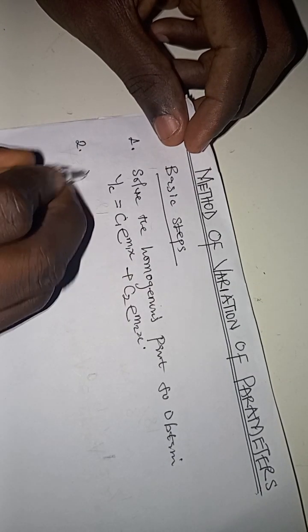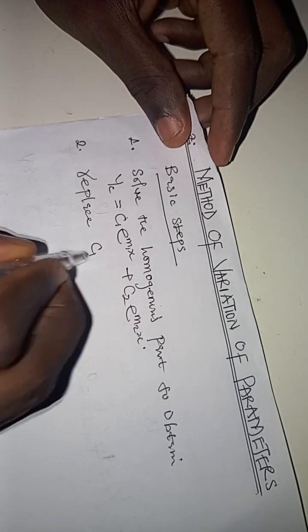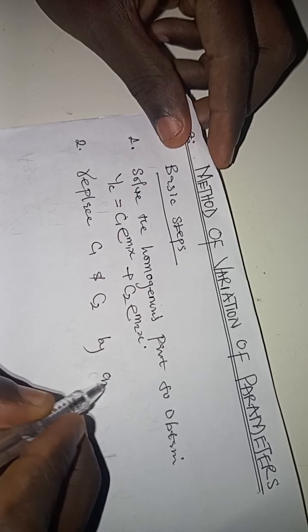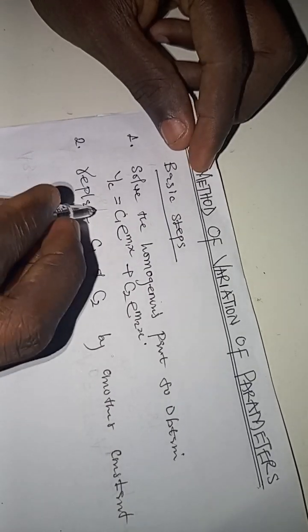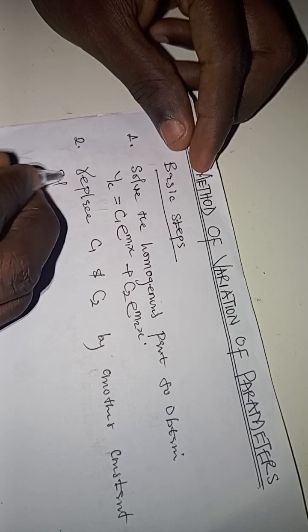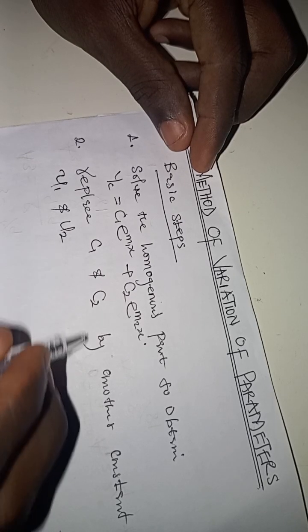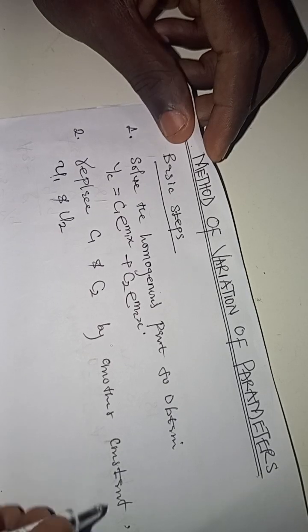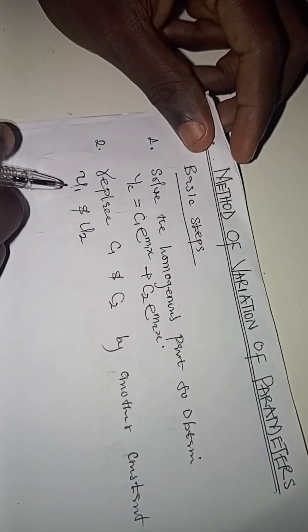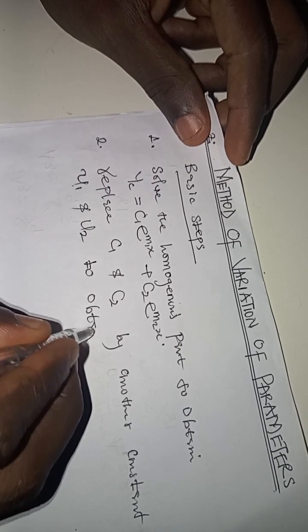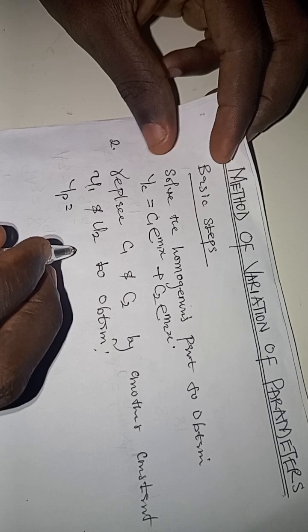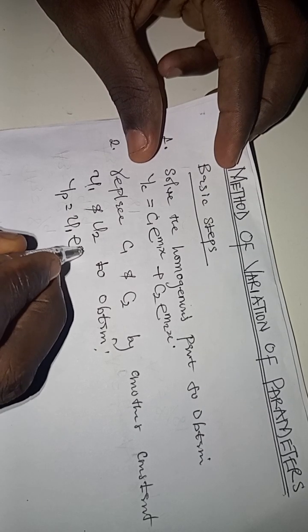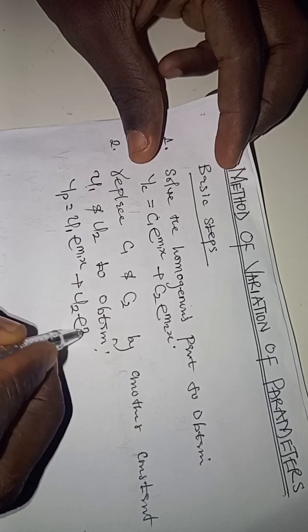Secondly, you are going to replace c1 and c2 by another constant. Let me use u1 and u2 in place of c1 and c2, to obtain yp. If I replace that in this form, I'm going to have u1 exponential m1x plus u2 exponential m2x.